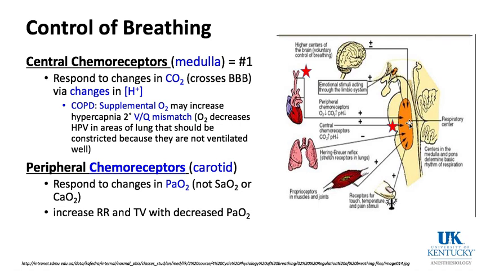Peripheral chemoreceptors, the carotid body, respond to changes in PaO2, or partial pressure of oxygen. It's not responding to the saturation changes or content changes in oxygen, but PaO2. And when PaO2 goes down, the respiratory rate and tidal volume goes up.